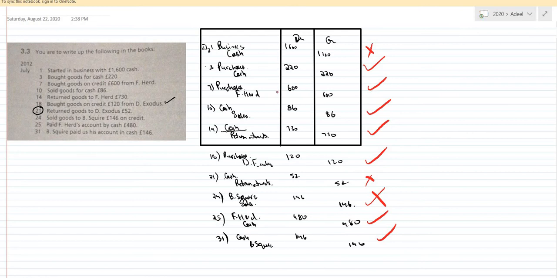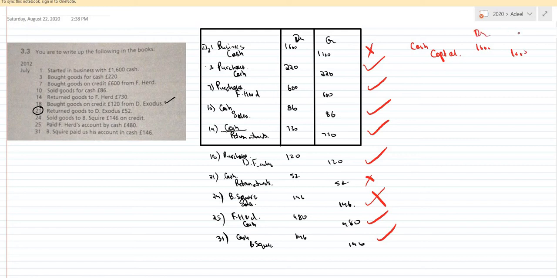It says started in business with 1600 cash. That means when you started business, you invested cash. When you invest cash, cash is an asset. When it increases, it is debited. So you will write cash on the debit side and capital on the credit side. Whenever you start a business, you write capital.